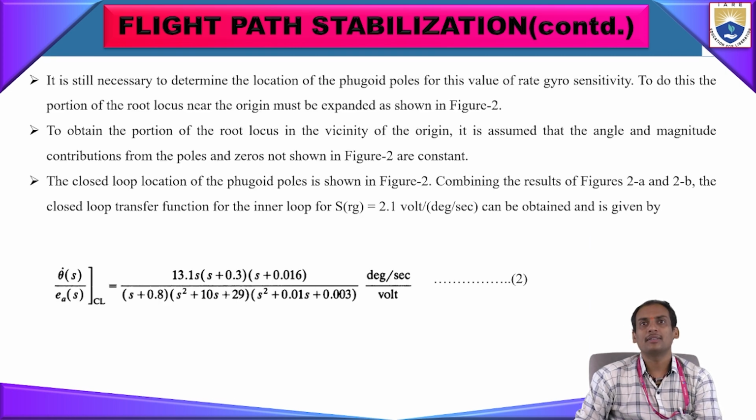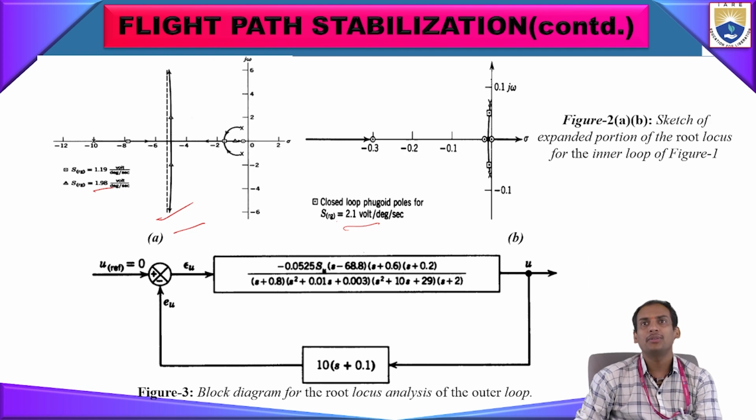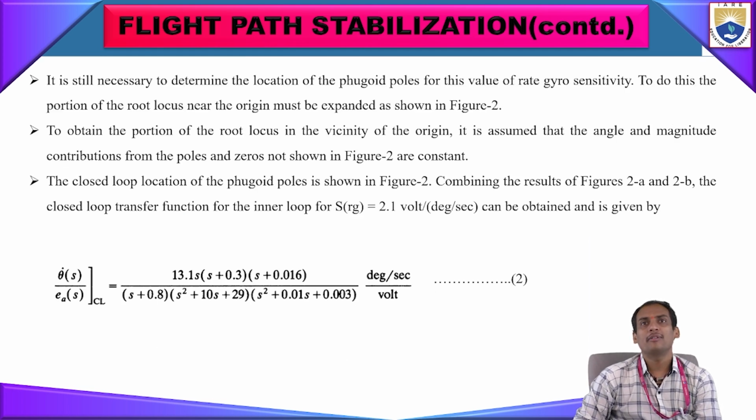So here it is showing the portion of the root locus near the origin, which is shown in figure 2. To obtain the portion of the root locus in the vicinity of the origin, it is assumed that the angle and magnitude contributions from poles and zeros have been shown in that figure. The closed loop location of the poles has been shown in the figure, combining the results of figures 2A and 2B.